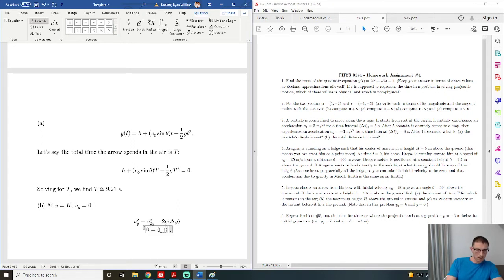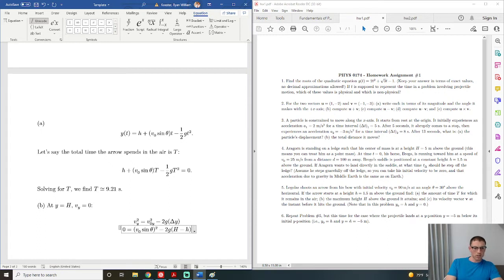And I'm going to continue filling this in. This is just going to be v naught sine theta quantity squared minus 2g. Now, delta y is y final minus y initial, right? And in this case, y final is just big H, and y initial is little h. Because remember, it doesn't start on the ground, it starts 1.5 meters above the ground.